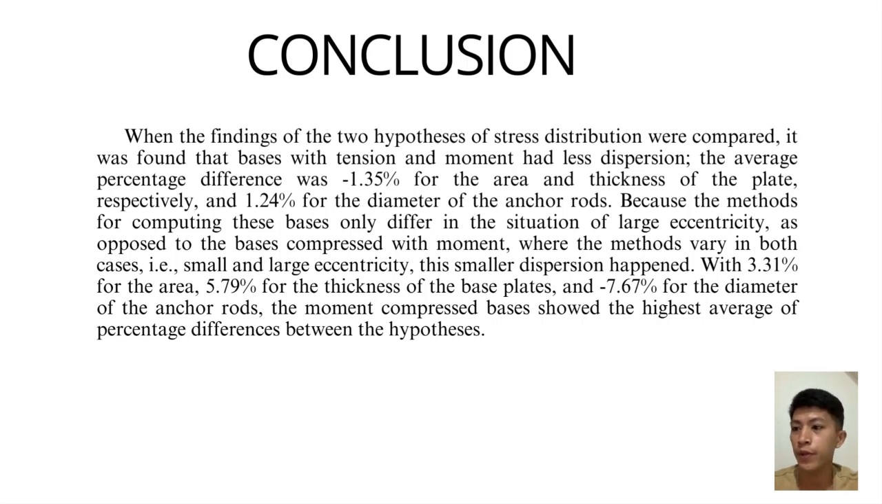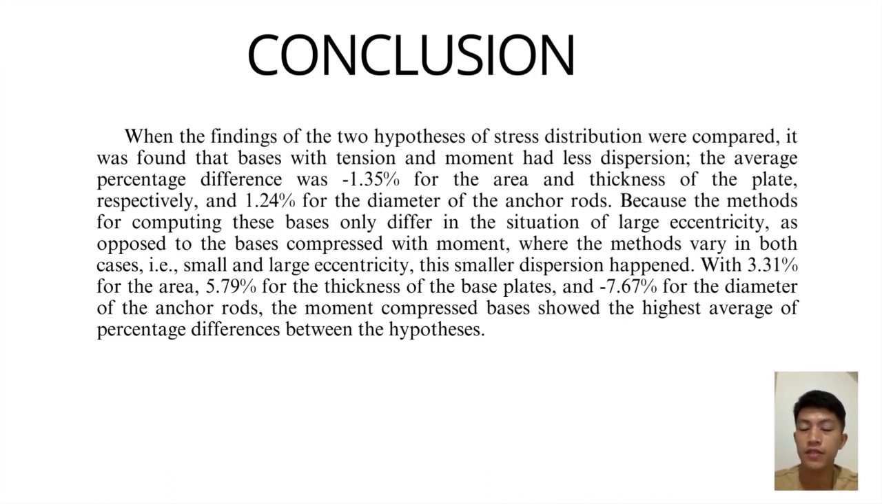Because the methods for computing these bases differ in the situation of large eccentricity, as opposed to the bases compressed with moment, where the methods vary in both cases, in small and large eccentricity. This smaller dispersion happens with 3.31% for the area, 5.79% for the thickness of the base plate, and negative 7.67% for the diameter of the anchor rods.